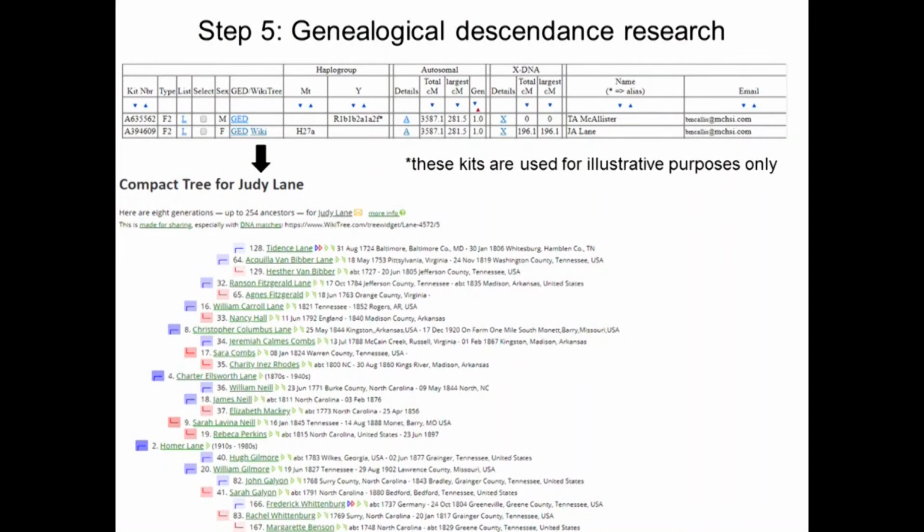But additionally, in some cases, we can get the genealogical information straight from GEDmatch. On clicking on this wiki link, we have access, in this example, to 254 relatives of this Judy Lane. Now, this has to be uploaded by the individual themselves. So this isn't going to be available for every match that's on GEDmatch. But in particular instances, this might be accessible.